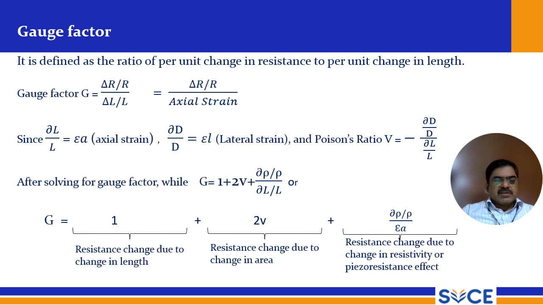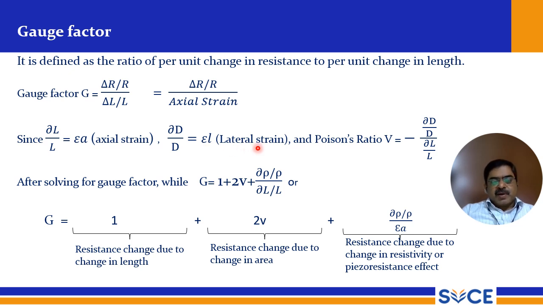So the gauge factor can be found using that relation. It is defined as the ratio of per unit change in resistance to per unit change in length. Gauge factor G equals ΔR by R, that is change in resistance by change in length, so that is axial strain. ∂R by R divided by axial strain. So ∂L by L equals epsilon A, this is known as axial strain. ∂d by d equals epsilon L, that is known as lateral strain.